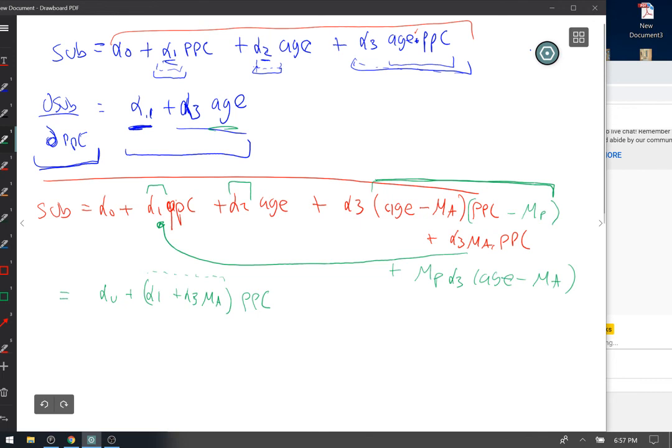And then if we expand all this bit out, we can see we're going to get plus mu p alpha 3 age. So we're going to get plus alpha 2 plus mu p alpha 3 times age. And then we're going to get this minus mu a mu p alpha 3. That's going to come over here. So we're going to get minus mu p mu a alpha 3. And that's it. And then plus this alpha 3 times age minus mu age, times PPC minus mu PPC.